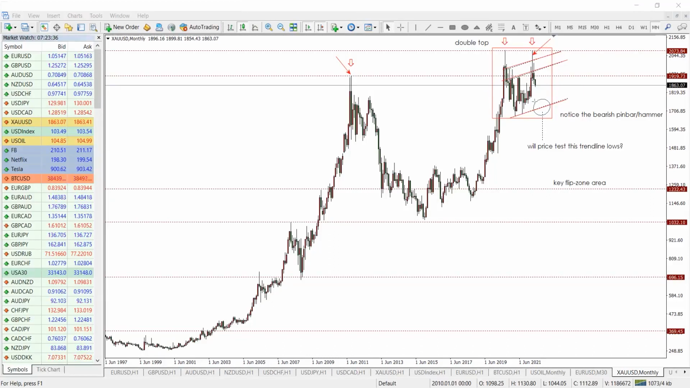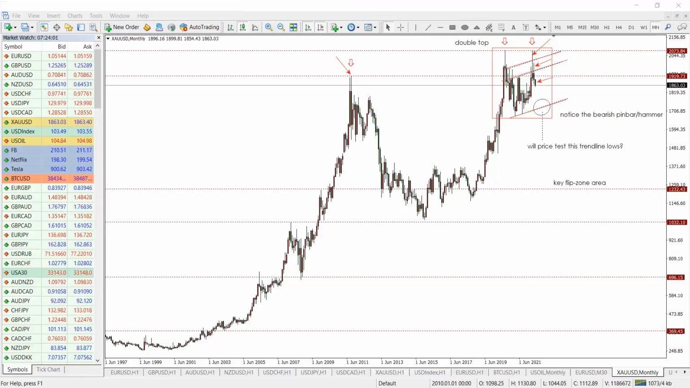So of course, for the pin bar hammer to be valid, it needs to break in that particular direction. This was a bearish pin bar. And if you look, in the month of April, the candle actually broke out of the lows of the pin bar, and then the month of May has now confirmed the breakout. So what are we expecting next from the monthly time frame?